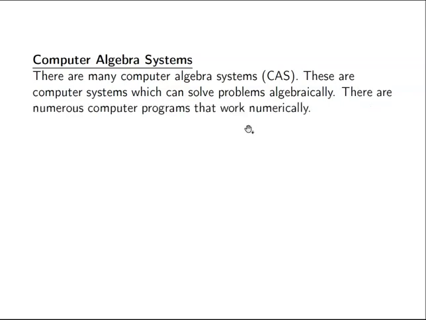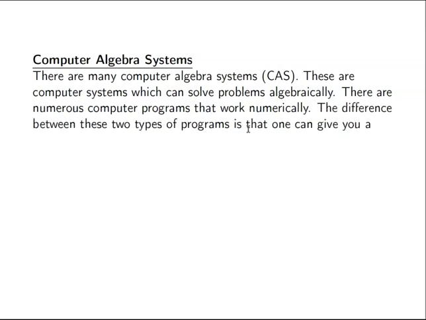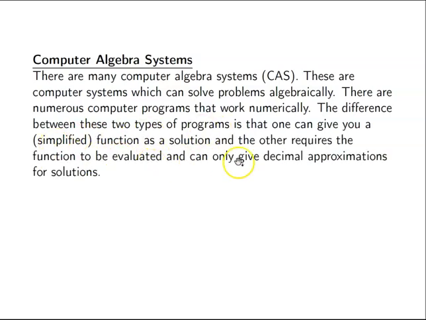Computer algebra systems. There are also numerous computer programs that work numerically. The difference between these two types of programs is that one can give you an answer like you'd expect out of math, and the other will give you some sort of numerical approximation. One can give you a simplified function as a solution, and the other requires a function that needs to be evaluated. So you tell the program what the function is, and then you can plug stuff into it. But generally, it will give you only decimal values out, right? So it won't give you 1/2, it'll give you 0.5. It won't give you 1/3, it'll always say 0.33333333, right?